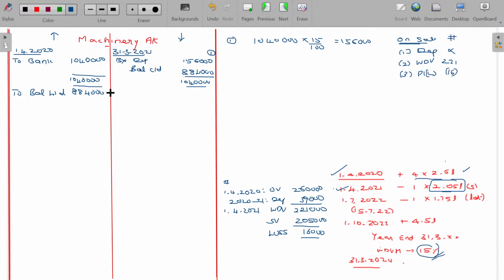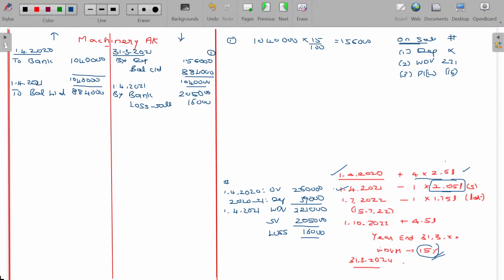Now I'll post that entry on the date of sale, 1/4/2021. This is also 1/4/2021, by bank. How much did I collect? 2,05,000 collected, and I don't have any depreciation that year, but there's a loss. Loss reduces the value of the asset, so it should be on the credit side. Loss on sale in this case being 16,000.